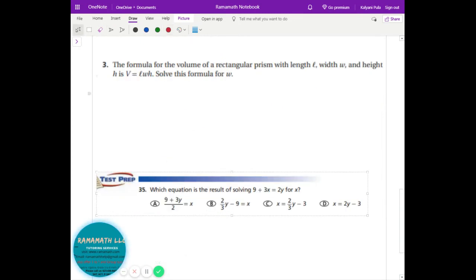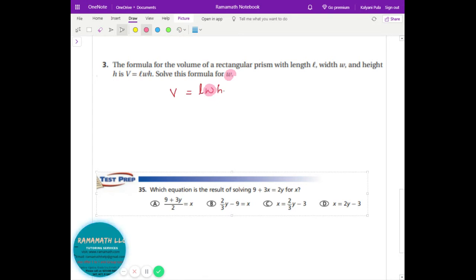And this question says the formula for the volume of a rectangular prism is length times width times height. Volume equals length times width times height. But solve the formula for the width. So we need to solve it for the width. You can write volume equals length times width times height. Now you're solving for the width, so the width is right here.